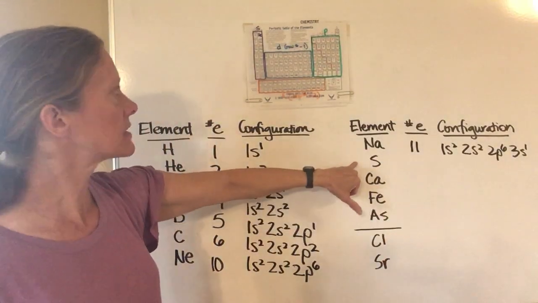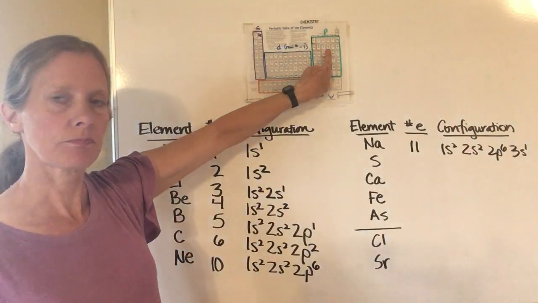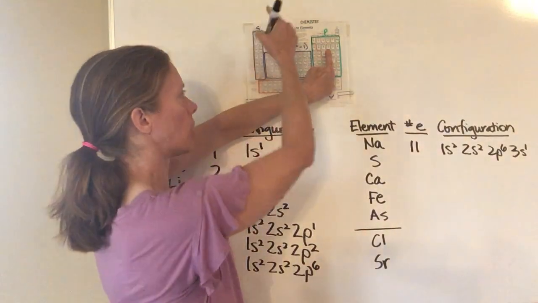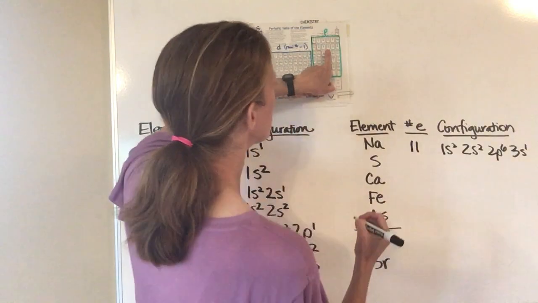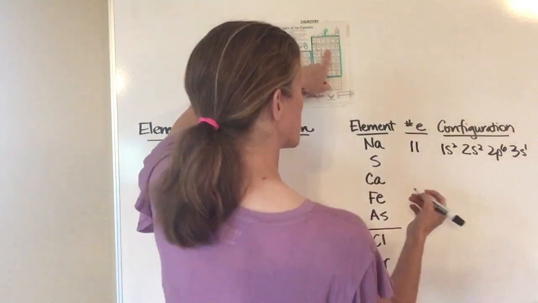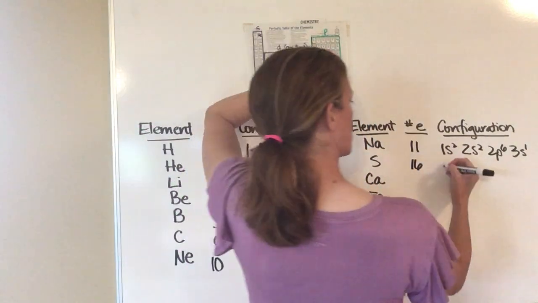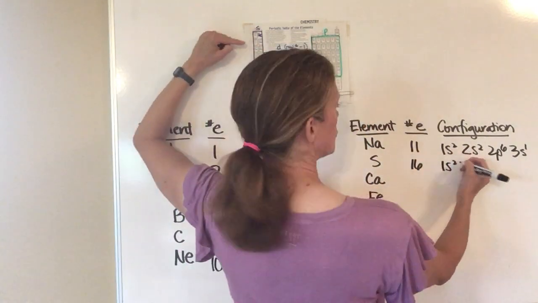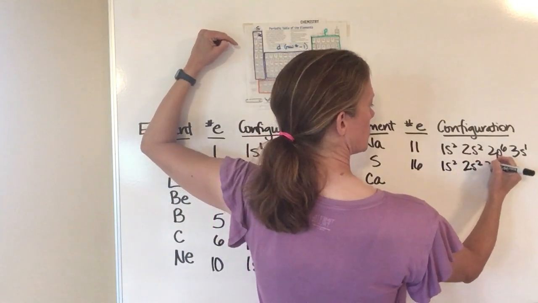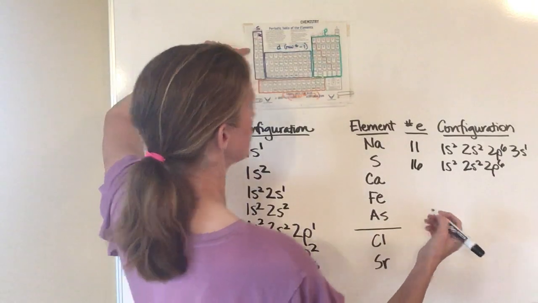Okay? Skip over to sulfur. Now I'm right here. You always start at the top. So sulfur has 16 electrons. So I'm going to go 1s2, 2s2, 2p6. I'm now in the third row because sulfur's in the third row.